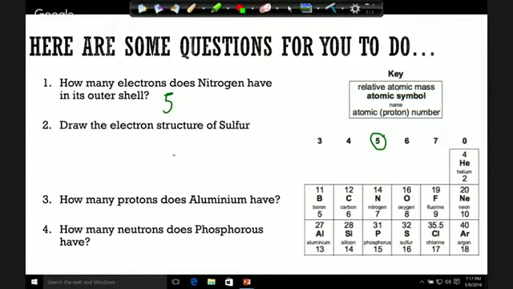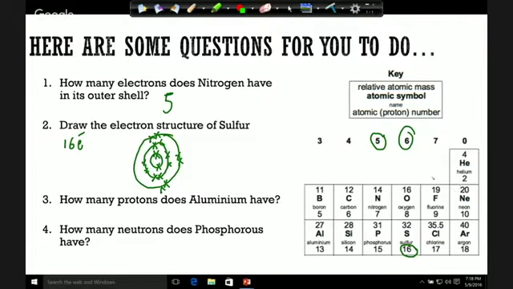The second question, draw the electron structure of sulfur. So we start by looking at sulfur. We have a look at how many protons it's got, and remember that that's always the number of electrons as well. So we know that we've got to draw 16 electrons. So we start off with a middle shell with 2, add a second shell with 8, and then we have a final shell with 6 on. And our final check is that sulfur is in group 6, so 6 electrons in its outer shell.